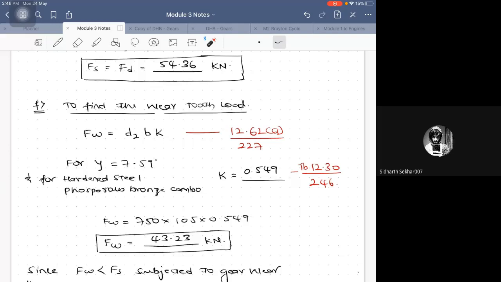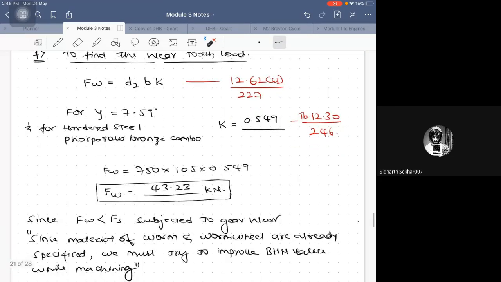As a design engineer, if you write that particular statement into your design sheet, he will understand that the material is not safe for the wear. He will increase the hardness, he will increase the BHN by machining it with a lot of other techniques. So just write this particular statement: since the material of the worm and the worm wheel are already specified, we must try to improve the BHN value while machining. Just write it and leave that. You cannot change the material.